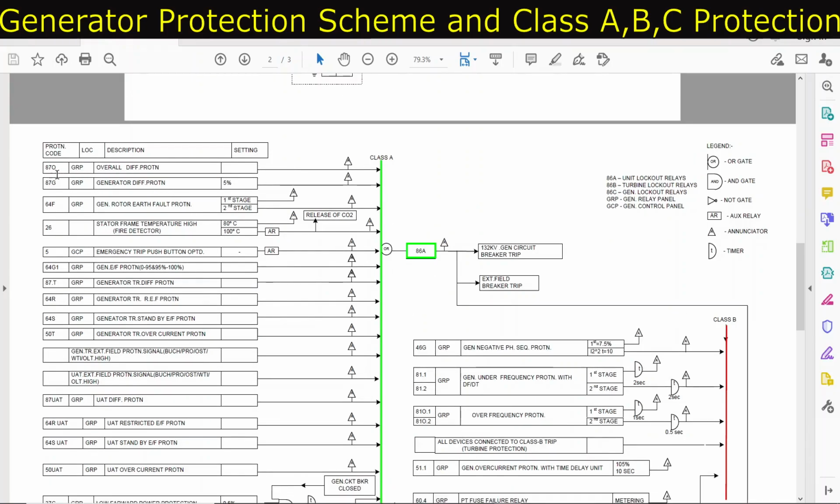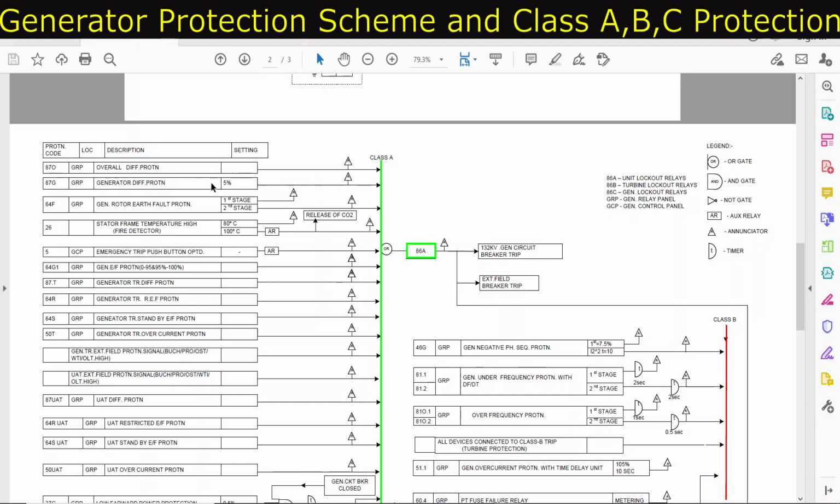So different nomenclature: 87O, that means overall differential protection; 87G, generator differential protection; rotor earth fault protection, stage 1 and stage 2. Here you will see the first stage is used for alarm, the second stage is used for tripping purpose, and this will also appear in the annunciation. There is a mark.